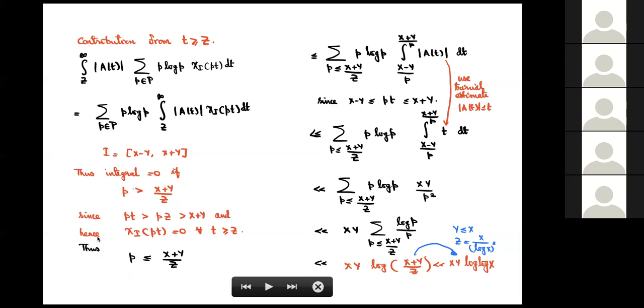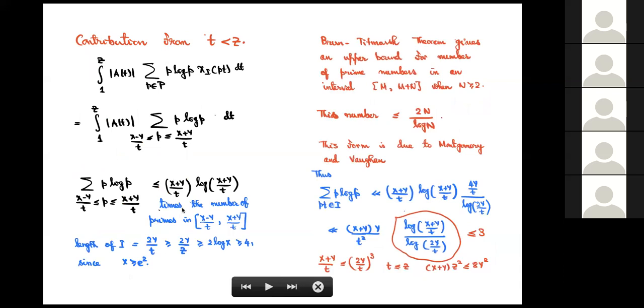Okay. Now, what about the smaller values of t? There again, the thing is relatively easy, except that you have to use a hard theorem. I mean, a deep theorem, deep but useful, very elegant theorem. So the contribution from t less than z. Okay. So here you have the integral from 1 to z of mod a_t times the sum over all primes p of p log p chi I pt dt.